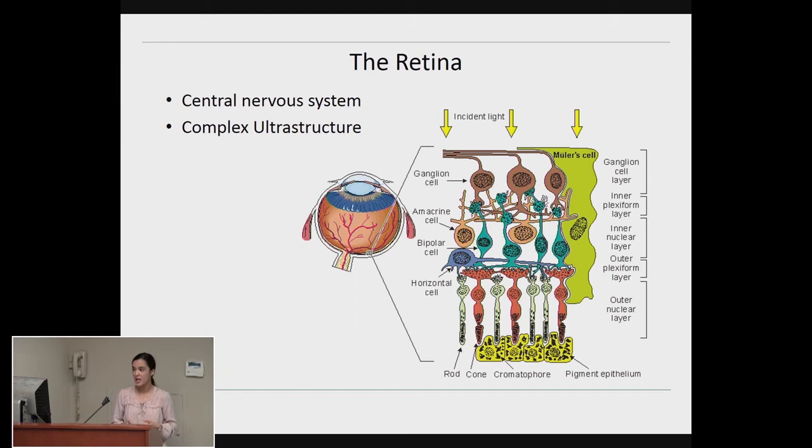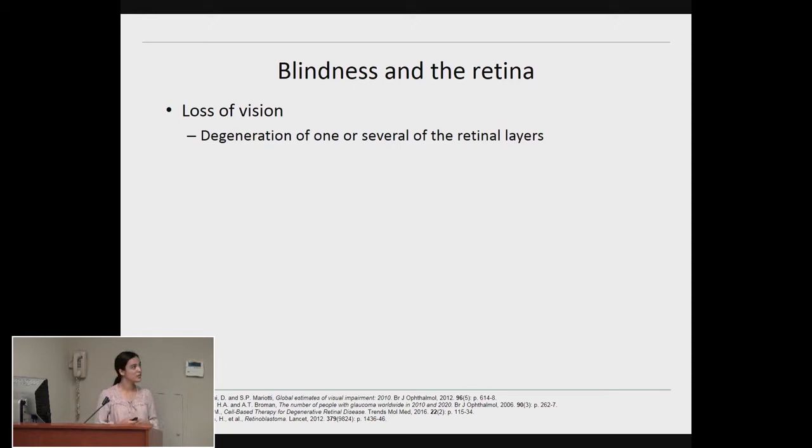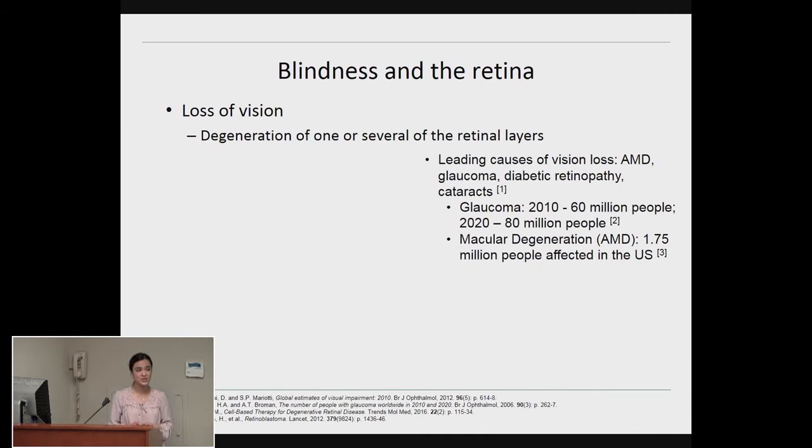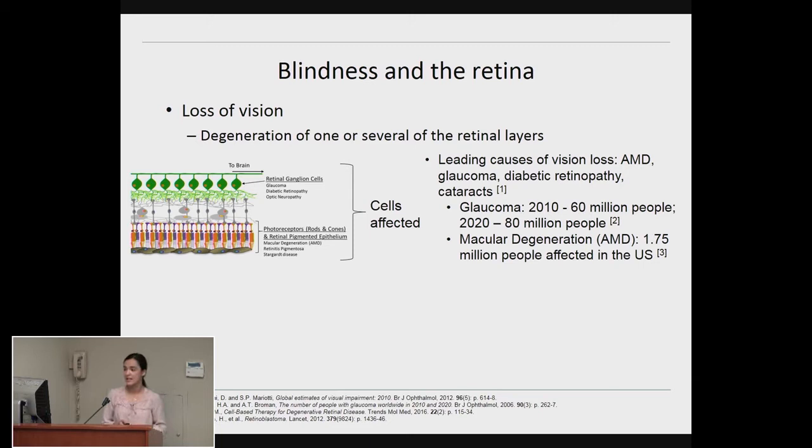Because the cells in the retina do not regenerate, degeneration of one or several of the retinal layers can cause loss of vision and blindness. Conditions such as glaucoma and age-related macular degeneration are among the leading causes of blindness worldwide. In the case of glaucoma, the cells that are affected are retinal ganglion cells. And in the case of age-related macular degeneration, the retinal pigment epithelial cells are affected.